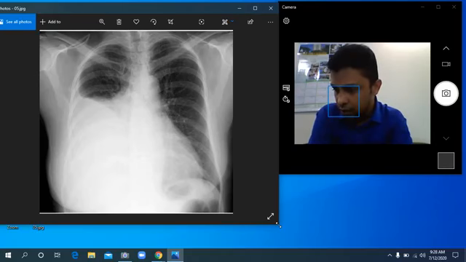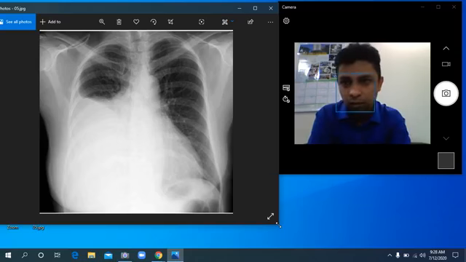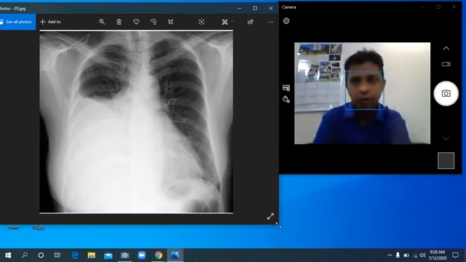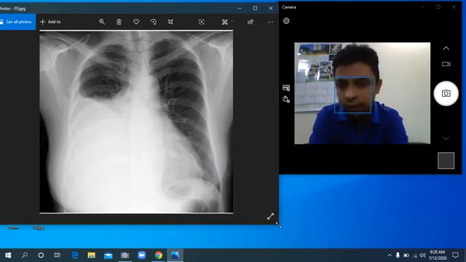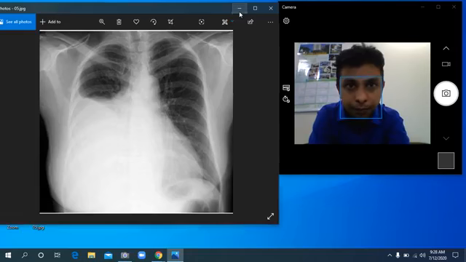Next question, they may ask, what is the cause? What may be the cause in this X-ray? Before shifting to cause, let me show you some more pictures of pleural effusion. Then we can talk about the causes and investigations and other things. Please hold on.